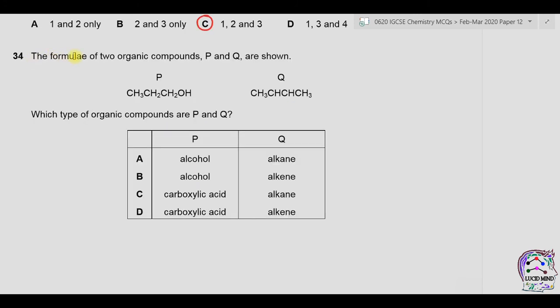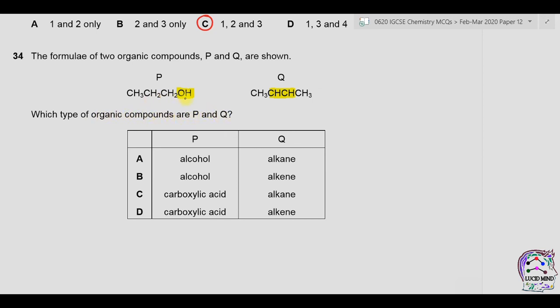Question 34. The formulae of two organic compounds P and Q are shown. We have P, we can see OH group is present. In Q, we have two carbon atoms that have fewer hydrogen atoms. Which types of organic compounds are P and Q?